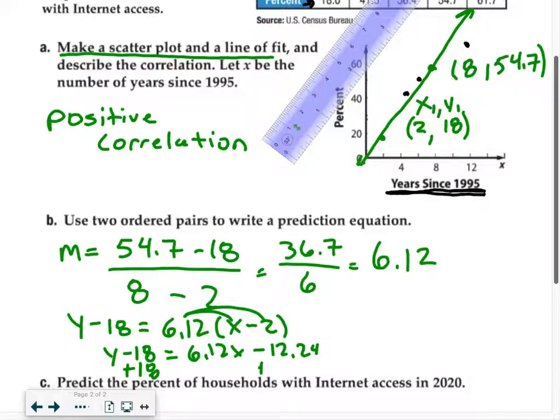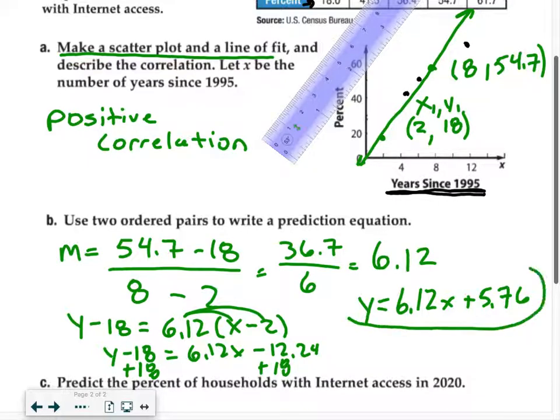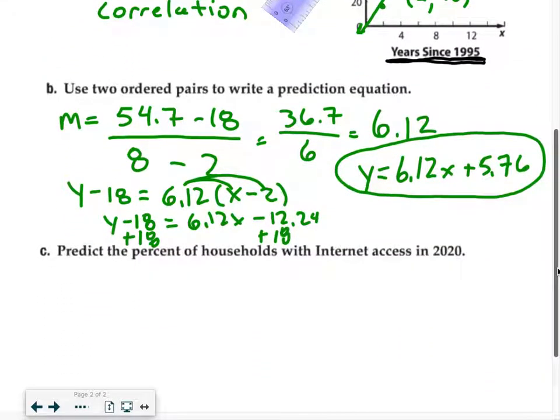Add 18 to both sides to get y by itself, and I have y equals 6.12x plus 5.76. Negative 12.24 plus 18 is 5.76. So that is my prediction equation. Okay, that's the equation of the line of fit, my prediction equation.